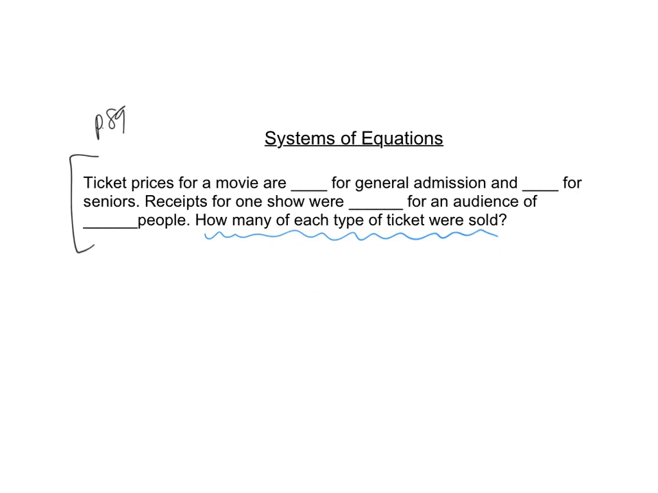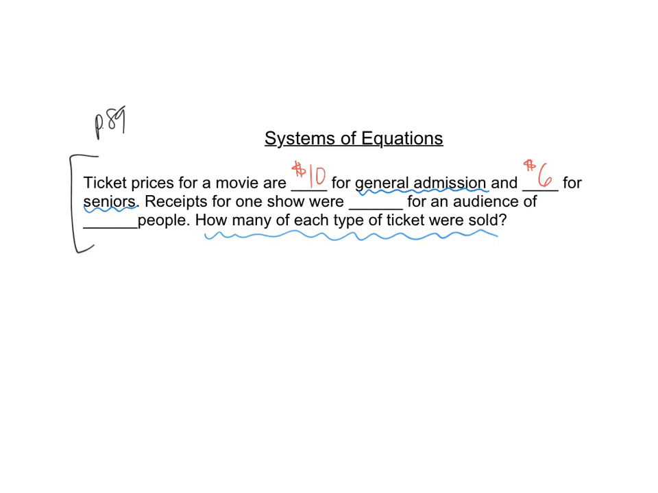Now that you've paused it and come up with some questions, let's see if I can answer some of them. First, how many of each type of ticket? Maybe you're asking what it means by type. Those two types were general admission and seniors. Maybe you asked how much each ticket costs. It costs $10 at this theater for general admission, and $6 for seniors.